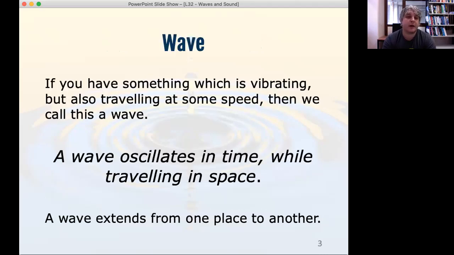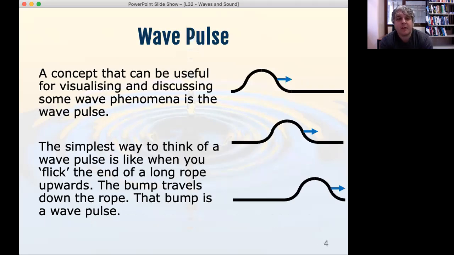If you have something which is vibrating but also traveling at some speed, then we call this a wave. So a wave is something that is oscillating in time while also traveling in space. You'll remember that simple harmonic motion, or vibrations, were just oscillating in time. So over time, it would oscillate back and forth, but it wasn't traveling through space, whereas for a wave, we do have that traveling. So a wave extends from one place to another. It moves through space. It has some kind of displacement.